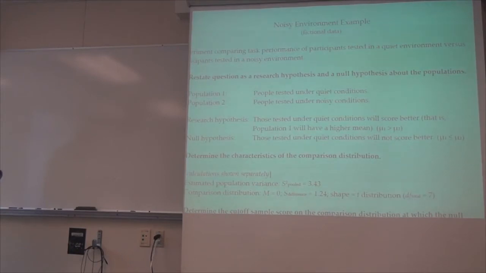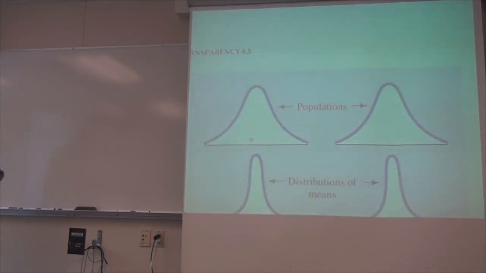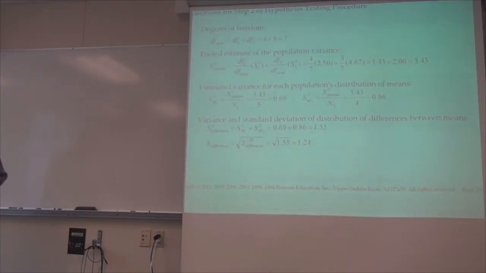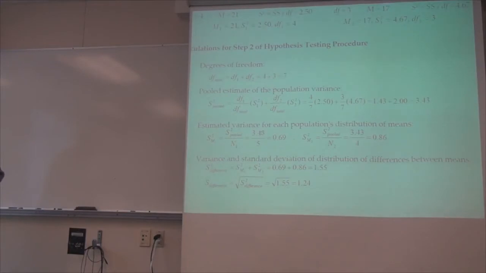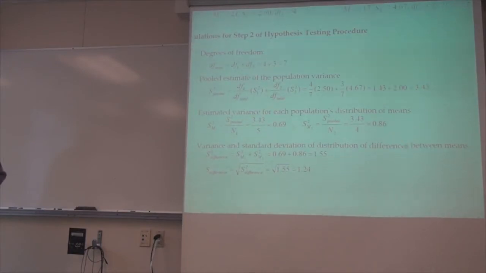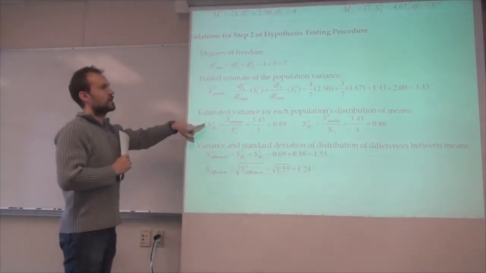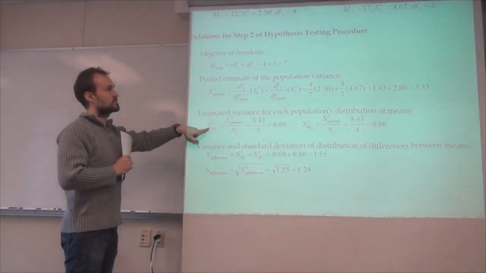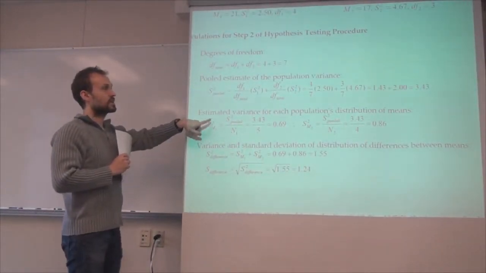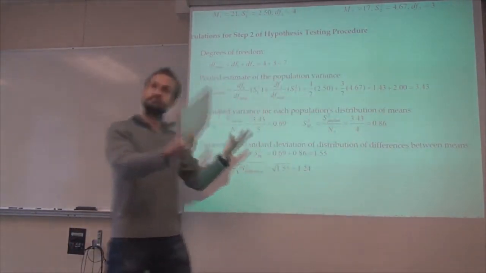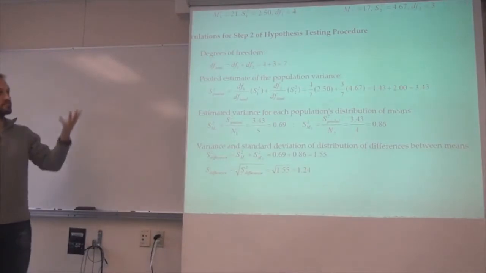That was 8.3. So actually, let me go just back to the calculation here for a second. So now the next step is going to be the variance for my population's distribution of means. I have two of them. Bring them both down.